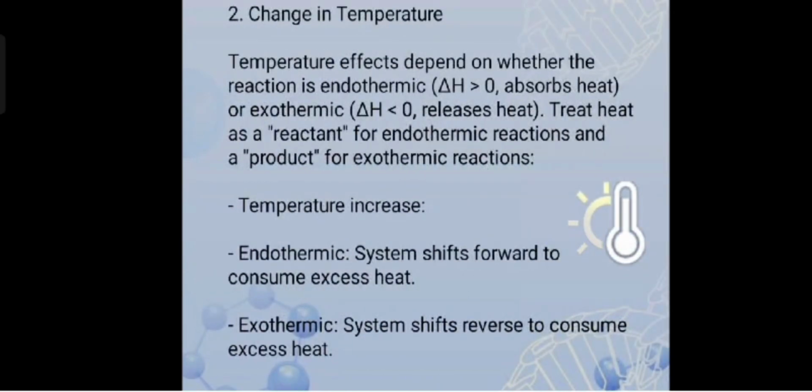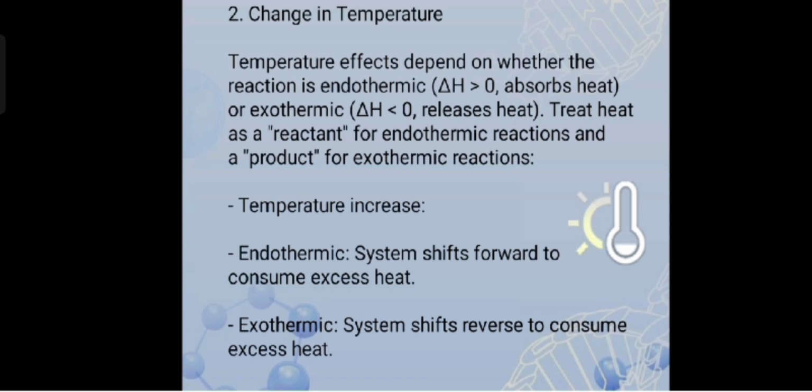Number 2. Change in temperature. Temperature effects depend on whether the reaction is endothermic, ΔH greater than 0, absorbs heat, or exothermic, ΔH less than 0, releases heat. Treat heat as a reactant for endothermic reactions and as a product for exothermic reactions.